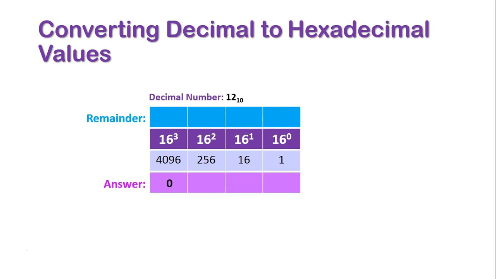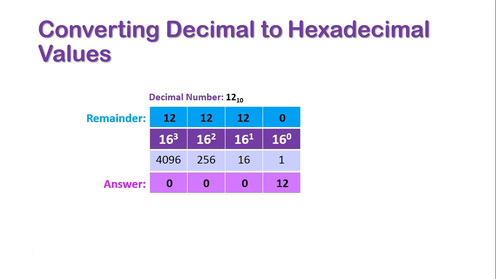So 4096 does not go into 12. So 12 is still our remainder. 256 does not go into 12. So 12 is still our remainder. 16 does not go into 12. So 12 is still our remainder. 1 does go into 12. It goes into 12 times, and that gives us a remainder of 0.